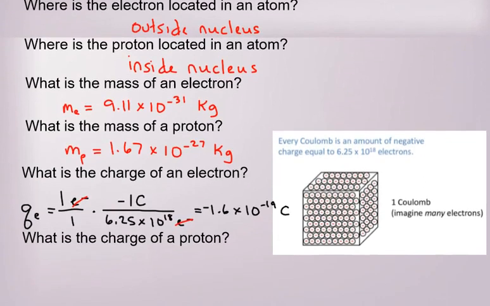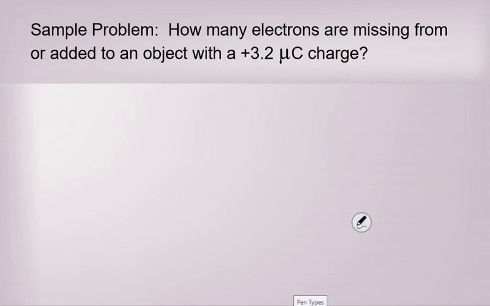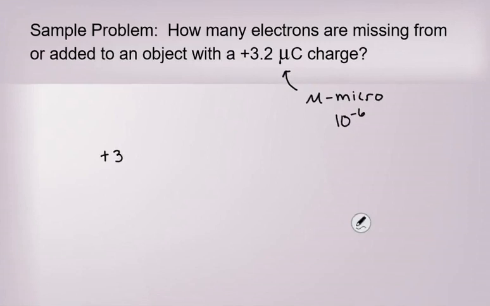Well, I could do the same thing for the charge of a proton, or since I know that they're going to be the opposite charge, the charge of a proton then will be positive 1.6 times 10 to the negative 19 coulombs. So imagine I have an object that has a charge of 3.2 microcoulombs. So the symbol mu stands for micro, which is 10 to the negative 6 power. So if I have positive 3.2 times 10 to the negative 6 coulombs with the object, that means that I have an excess number of protons.